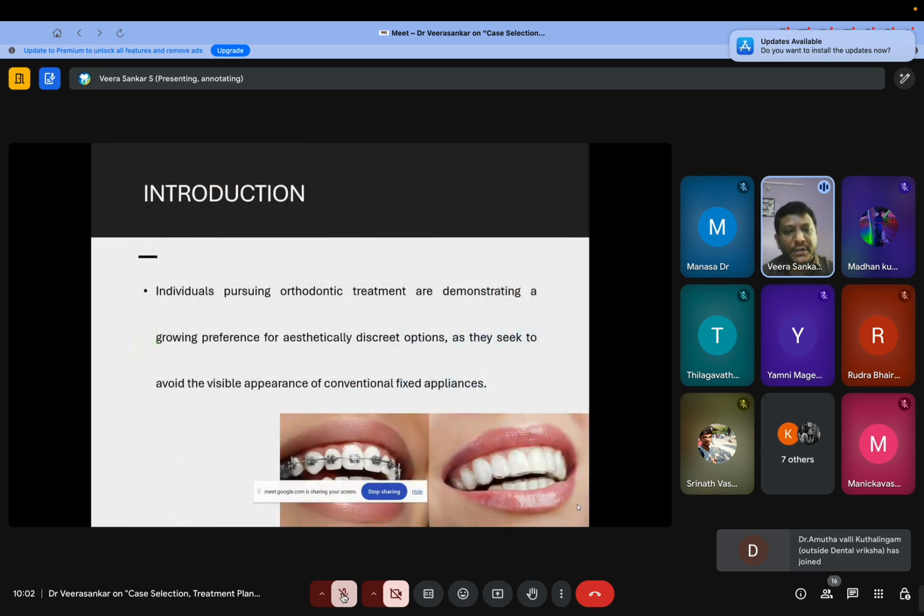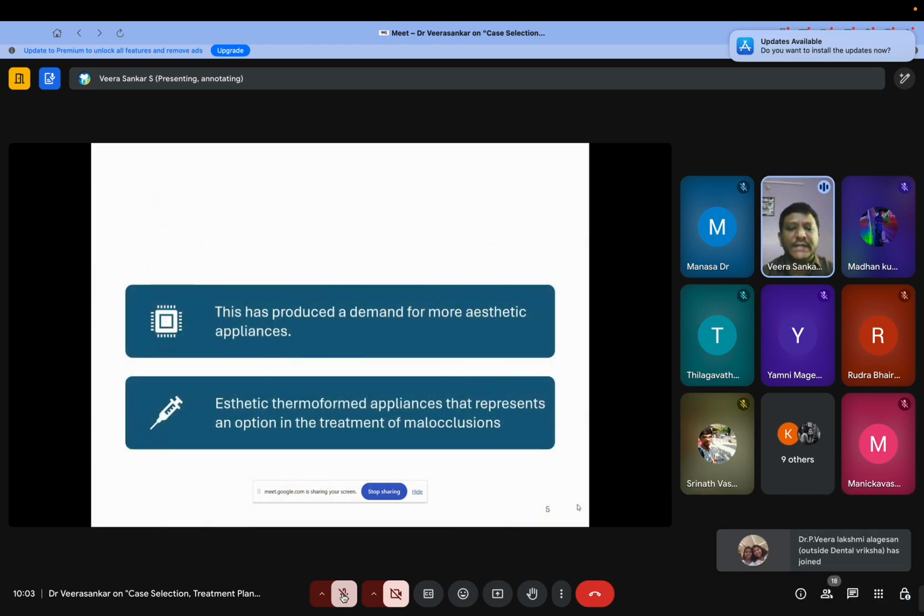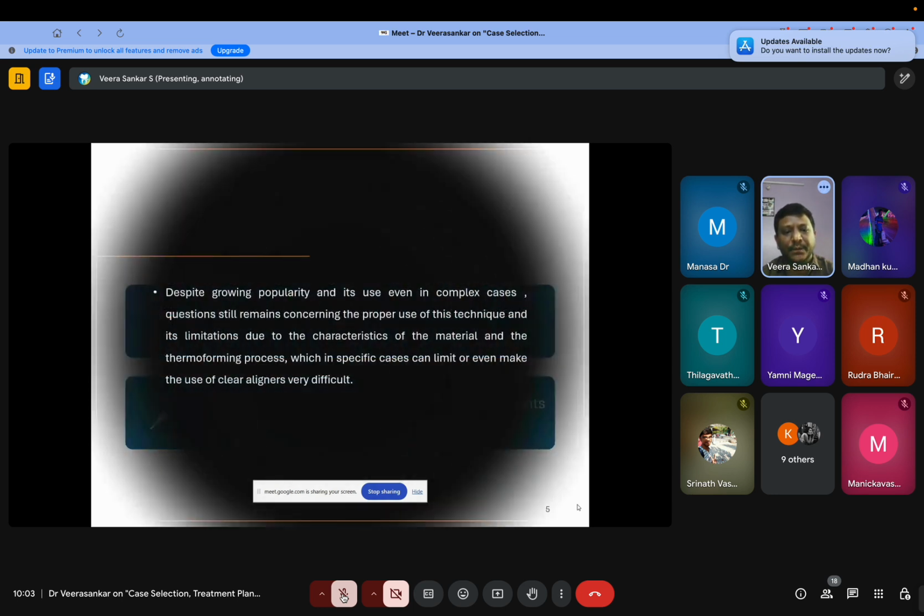Moving on to the introduction, individuals pursuing orthodontic treatment are demonstrating a growing preference for aesthetically discreet options as they seek to avoid the visible appearance of orthodontic fixed appliances. So this has produced a demand for more aesthetic options. There comes the aesthetic thermoformed appliance, which represents an option in the treatment of malocclusions.